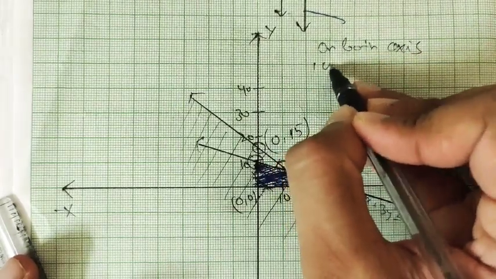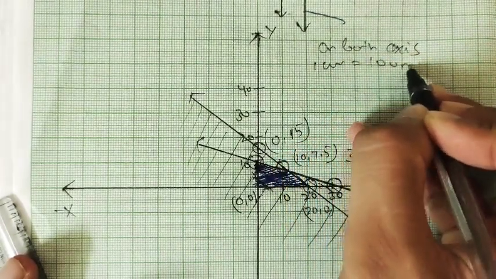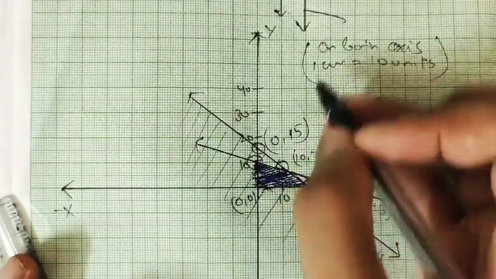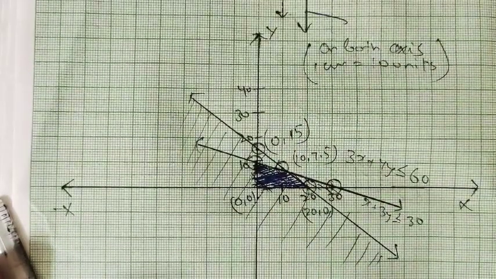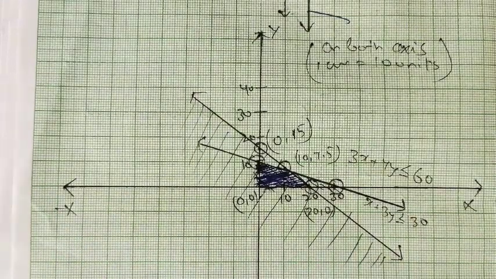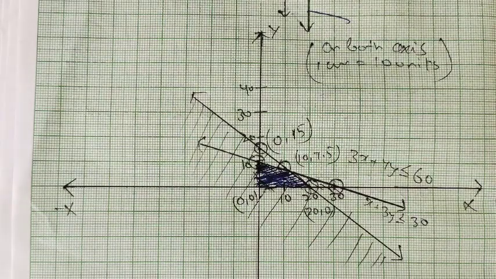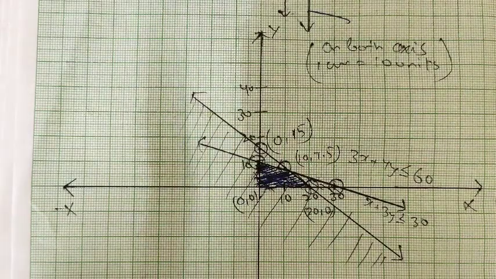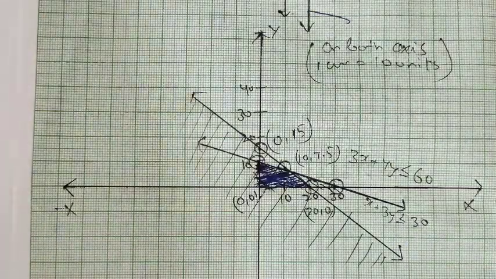1 centimeter is equal to 10 units. On both axes we have taken 1 centimeter is equal to 10 units. So this is question number 10. Okay, let's take one more, question number 14.